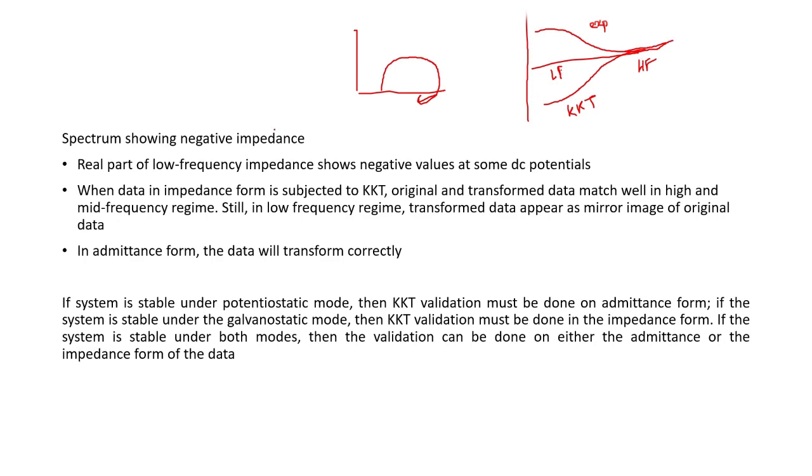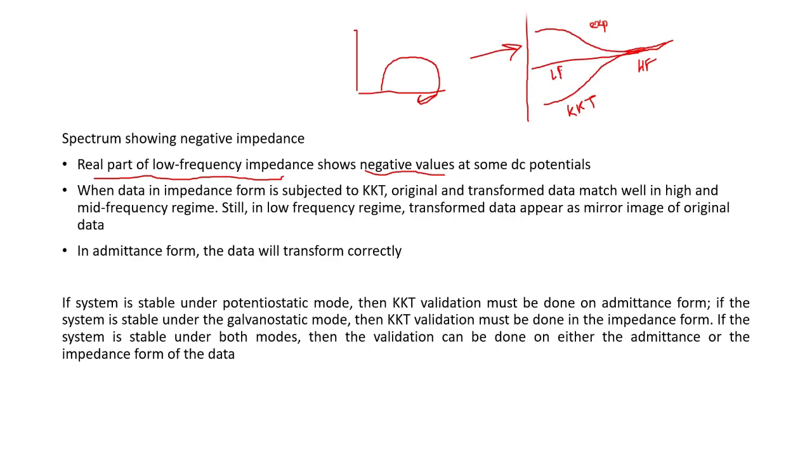So when do I see that the real part of the low frequency impedance shows a negative value with some DC potential? When I am applying perturbation, here you can see the imaginary part is okay. It is the real part which is going to the negative side. In that case, when I do the KKT, I'll get something like this. Okay. So yeah, the same thing is written.